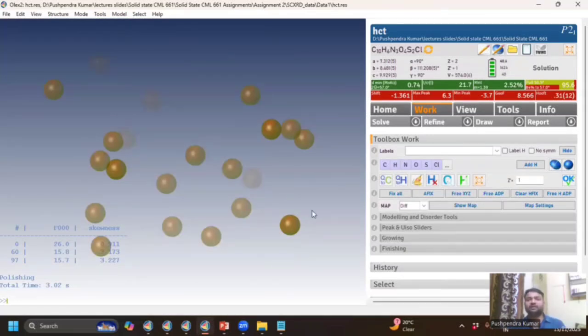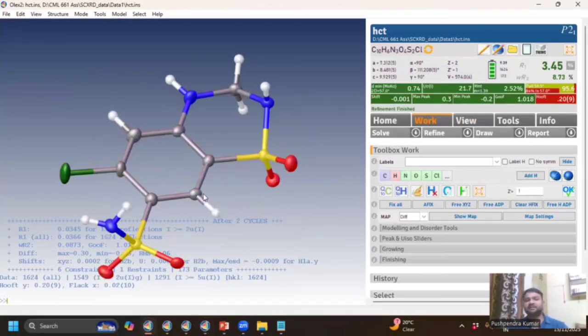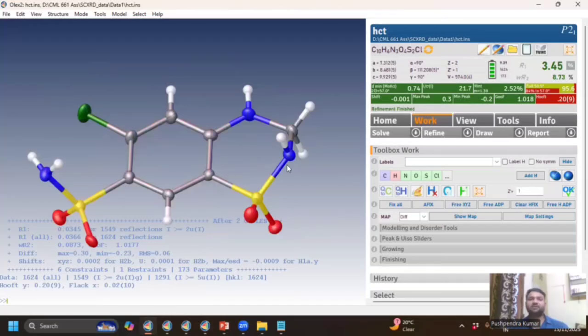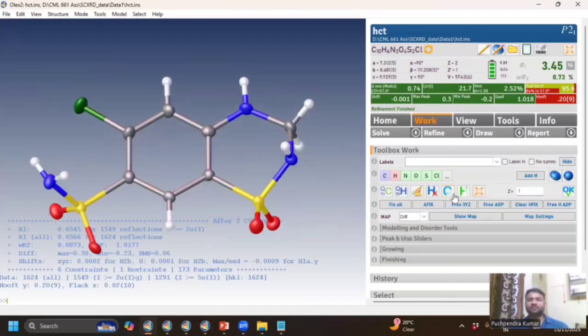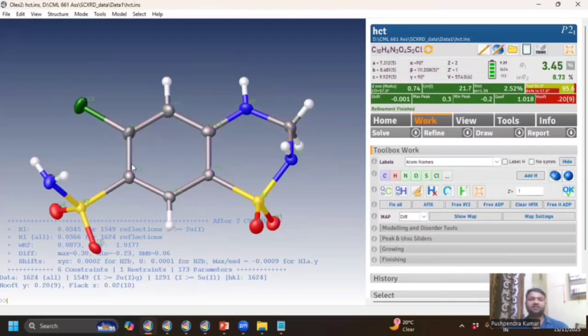We have to learn the basic idea about the structure, so as we open the HCT, we have to know about the basic structure of the HCT. We can see here the HCT is like that. There is a six-member ring and there is another six-member ring with different atoms. Here we can also label the atoms, and after labeling we can see the brown atoms are the carbon atoms. This green one is the chlorine atom, the white ones are the hydrogen atoms, the blue ones are the nitrogens, the red are the oxygens, and sulfur is yellow. So it is the basic structure of the compound.